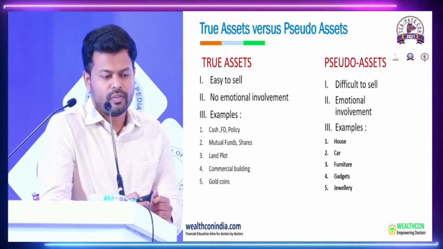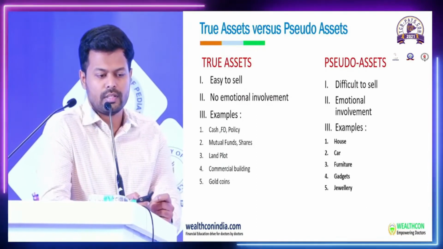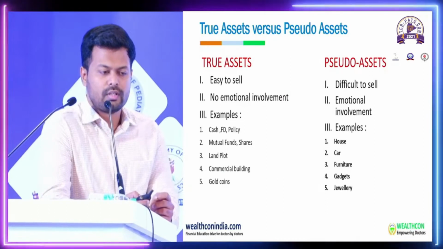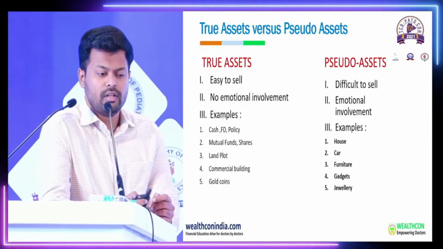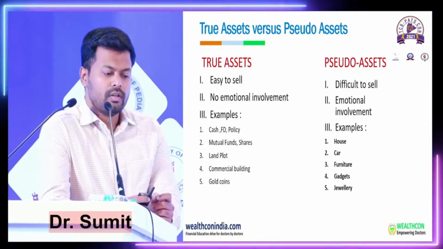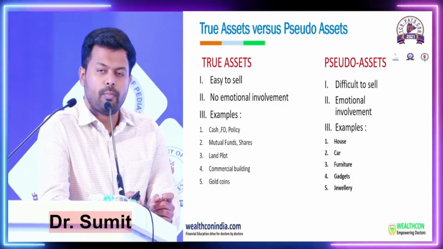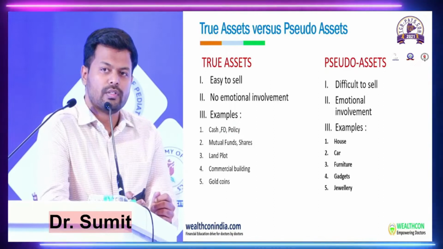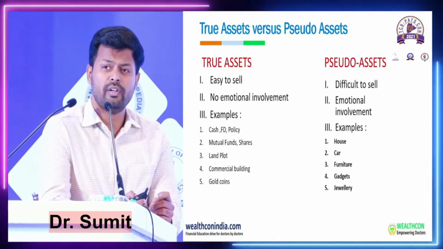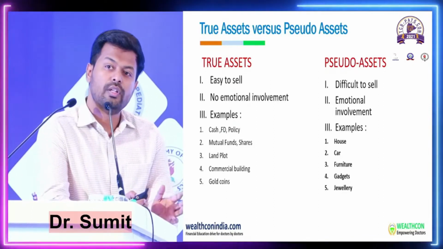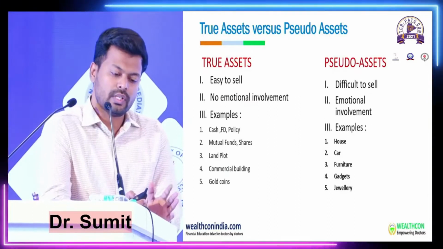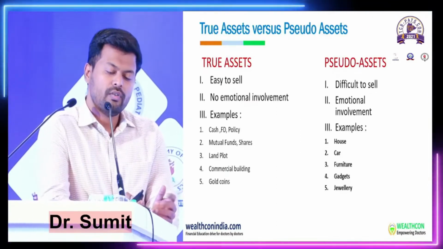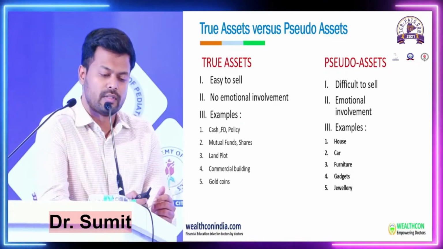We should be able to differentiate between true assets and pseudo assets. So what are true assets? True assets are easy to sell, with no emotional attachment. Examples are cash, FD, policy, mutual funds, plots, commercial buildings, and gold coins. While pseudo assets are very difficult to sell, and there is also emotional attachment with those assets, like house, car, furniture, gadgets, and also jewelry.